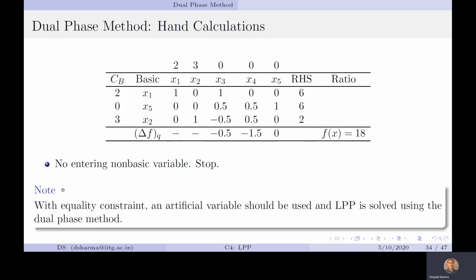Now here I have written a note. We have just solved a problem of greater than or equal to type, where we need an artificial variable. But when you have an equality constraint in your original problem formulation, in that case also we have to use an artificial variable, and then we have to use the dual phase method to find an optimum solution.